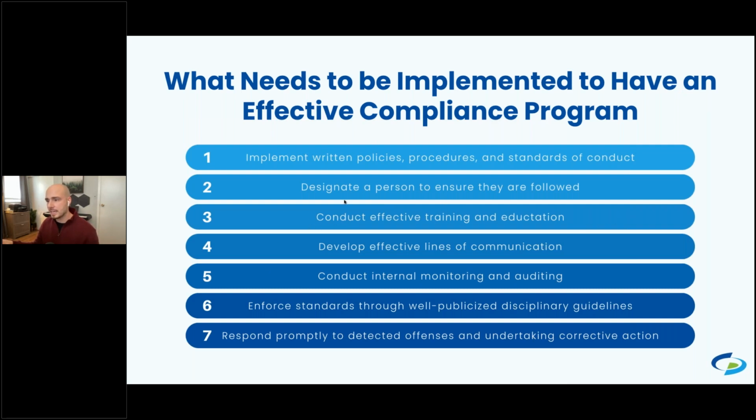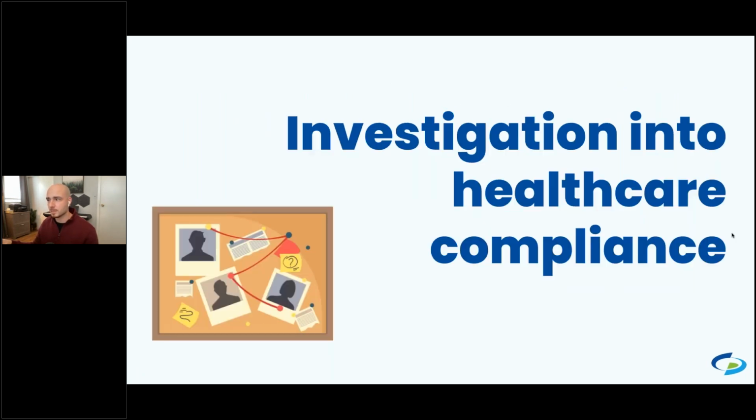Effective training and education, as well as lines of communication, which we spoke about. Some sort of internal auditing and monitoring process. That could be annual assessment, that could be ongoing risk assessment, is at least what HIPAA requires in the terminology from HHS. Then enforcing those standards through well-publicized disciplinary guidelines and responding promptly, right? That's the incident management piece, okay?